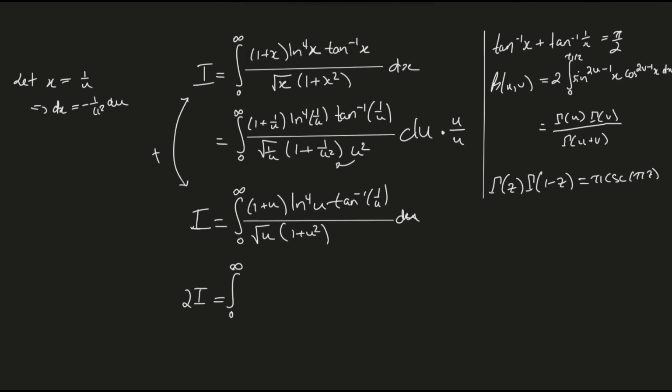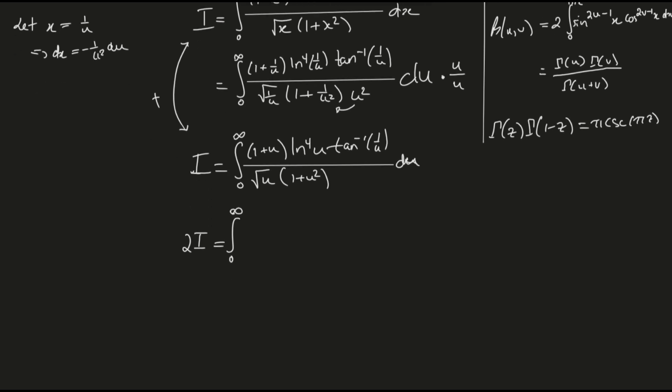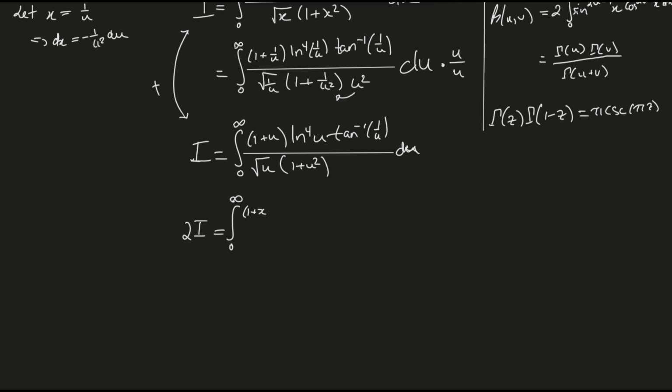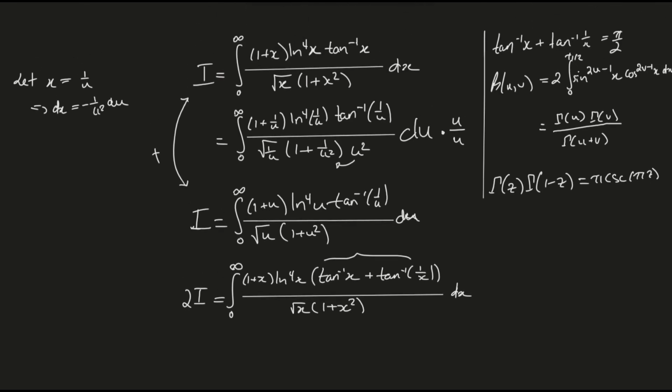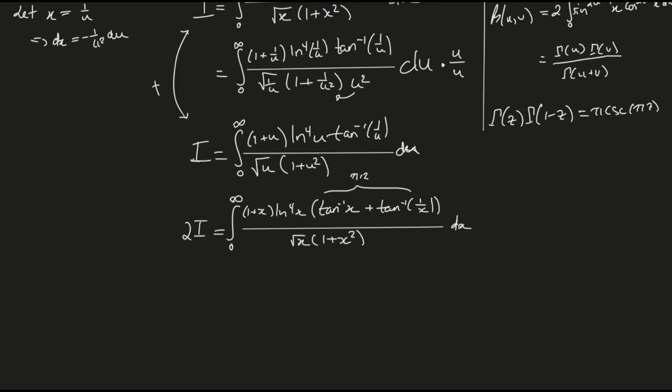And you'll notice that everything but the inverse tangent can be factored out. So we have 1 plus x, natural log to the 4th of x. Here we have the two arctangents, so inverse tangent x plus inverse tangent 1 by x. Much better. All of that is over root x times 1 plus x squared dx, obviously. So by the identity I showed earlier, right up here, this is equal to pi by 2. So it simplifies quite nicely and we get rid of the arctangent.